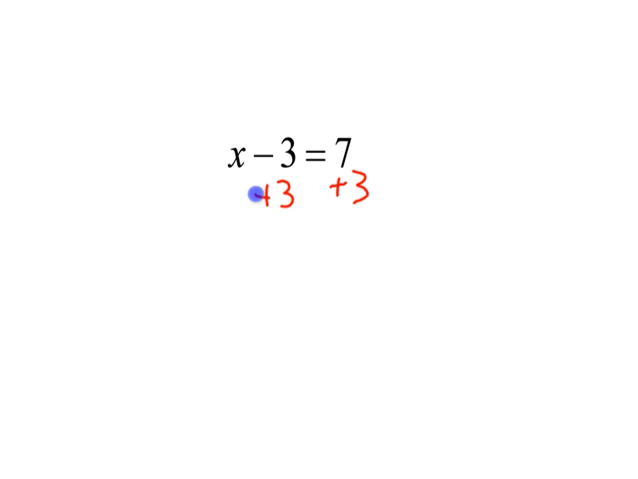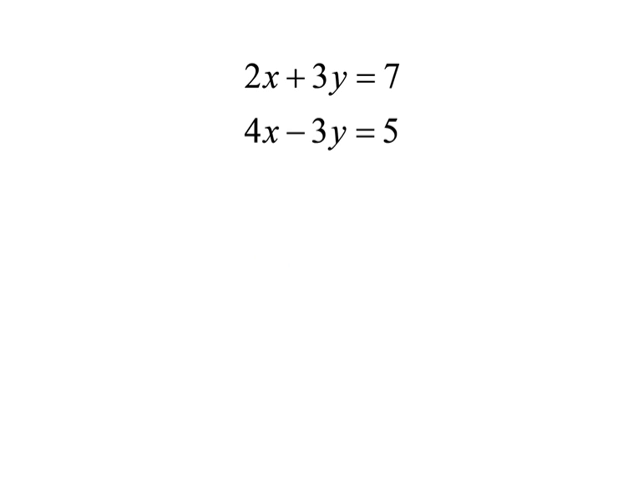And that's okay because we know as long as we add equal things to both sides of an equation, that's okay, as long as they're both equal. And we would get x equals 10. We're going to use this method when we look at problems like this. We have 2x plus 3y equals 7 and 4x minus 3y equals 5.